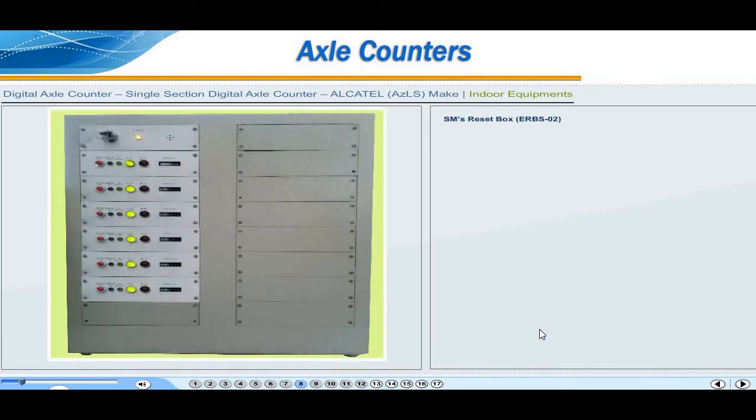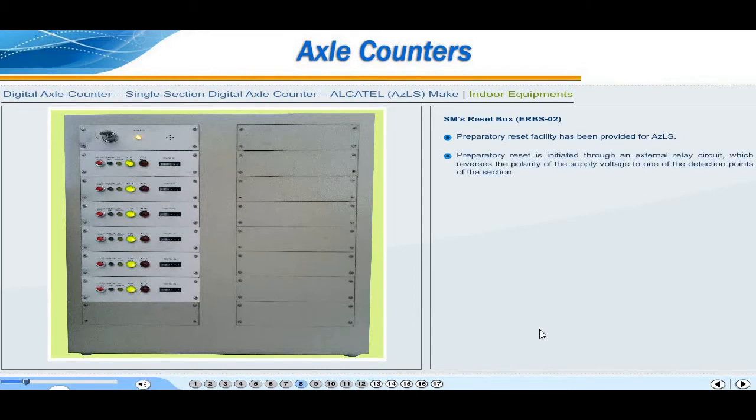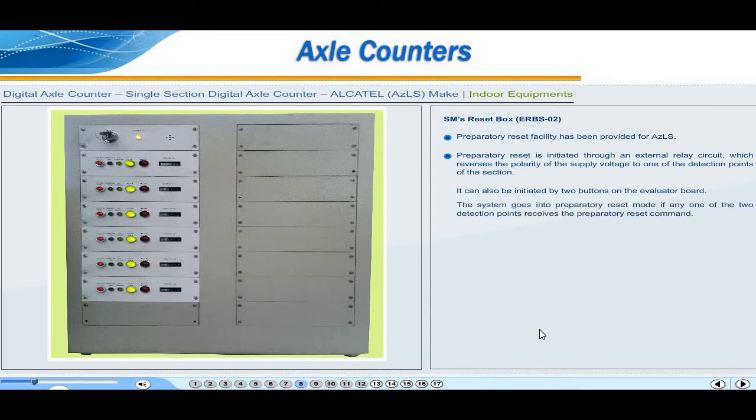SM's reset box, that is ERBS02. Preparatory reset facility has been provided for AZLS. Preparatory reset is initiated through an external relay circuit which reverses the polarity of the supply voltage to one of the detection points of the section. It can also be initiated by two buttons on the evaluator board. The system goes into preparatory reset mode if any one of the two detection points receives the preparatory reset command.